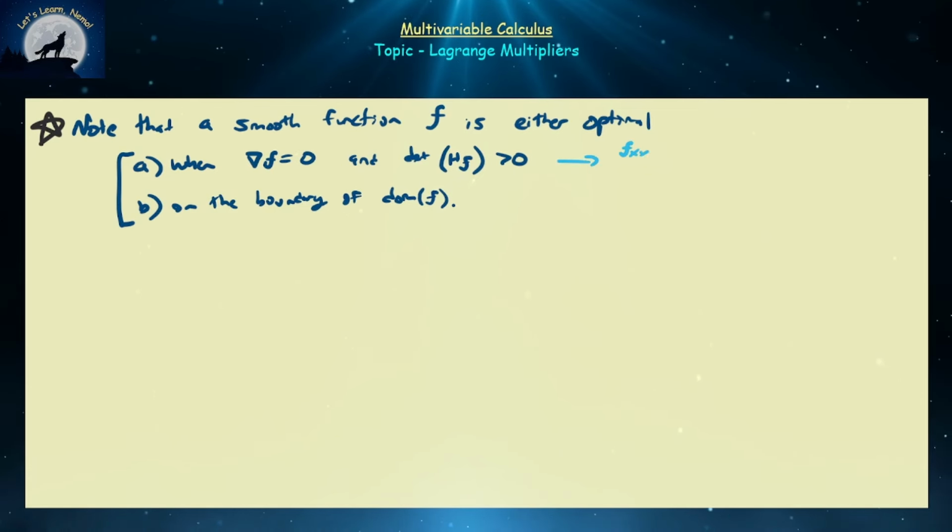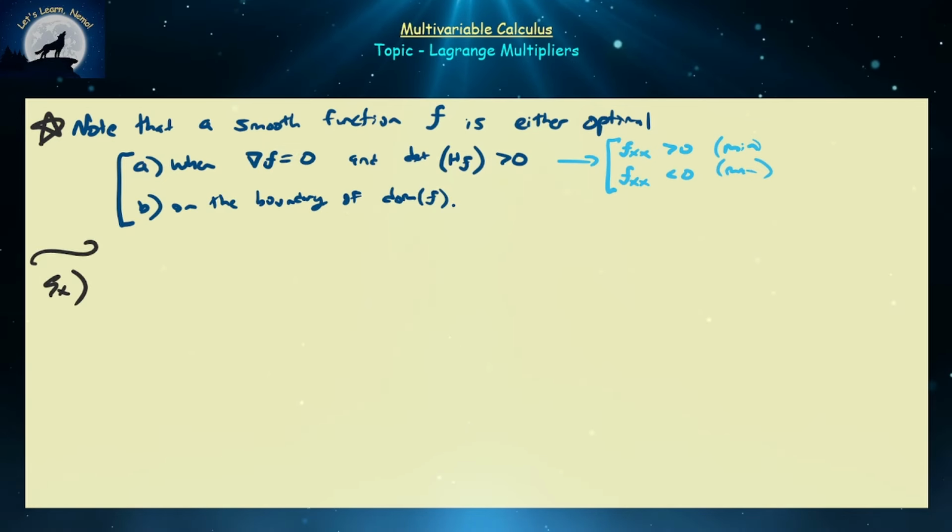Then if f_xx at the point is positive, that's pretty much our concave up from Calculus 1. That's going to be a min, and when f_xx is less than 0, then that's kind of our concave down from Calc 1, so that's going to be our local max. So with this in mind, let's consider the following example.